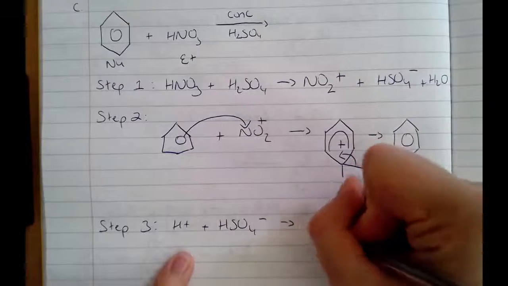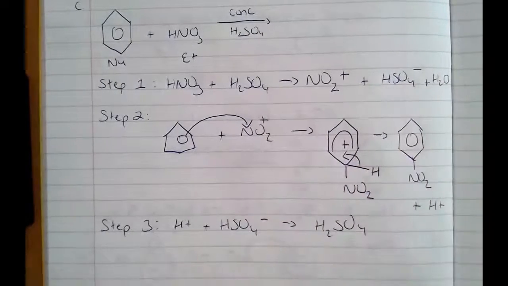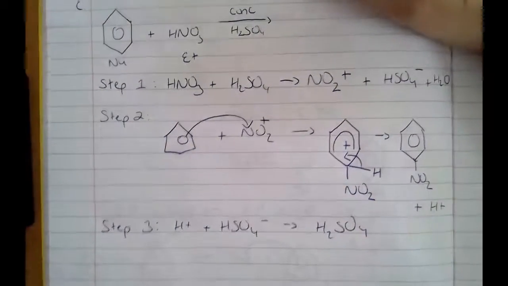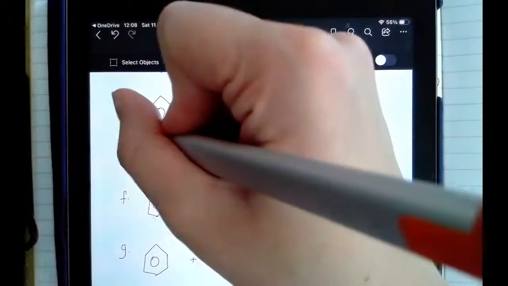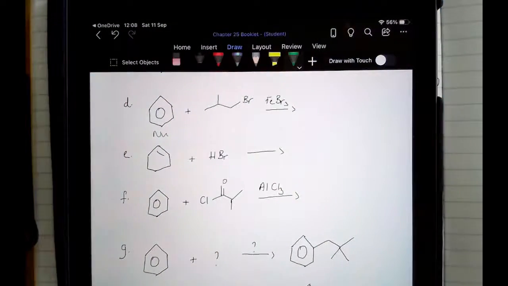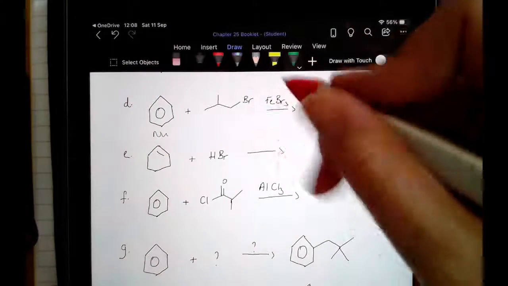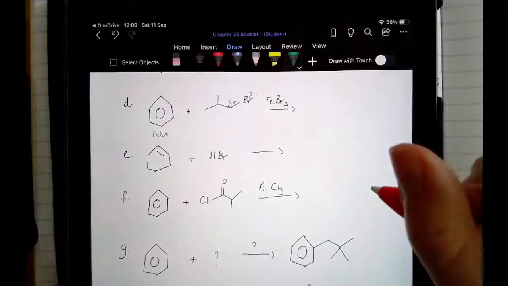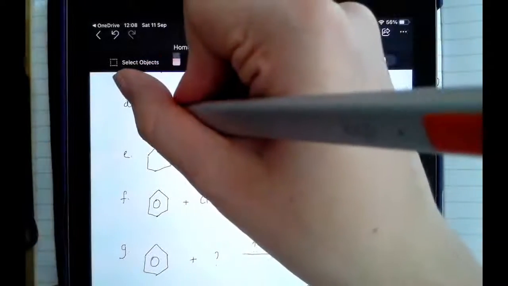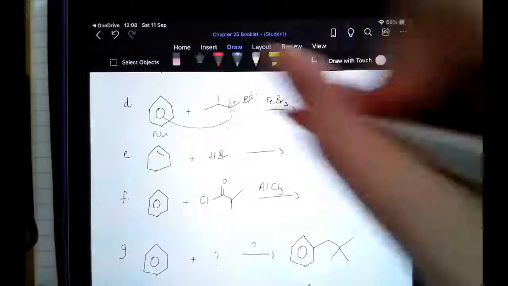And when it does that, I end up with H2SO4. I regenerate my catalyst. So for the rest of these, I'm just going to draw the products. I'm going to use the same approach every single time. Benzene is my nucleophile. I need to find an electrophile. The carbon bonded to the bromine is delta positive. That makes it my electrophile, which means my benzene is going to be attacking that carbon there.